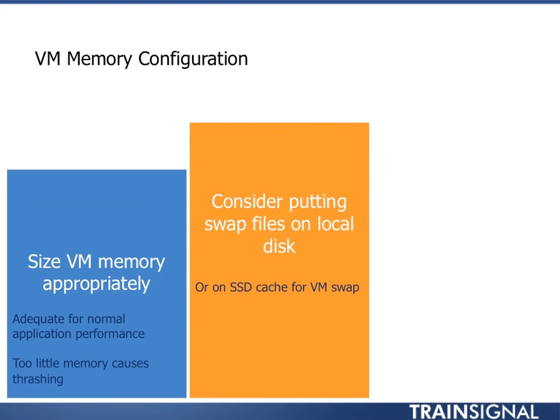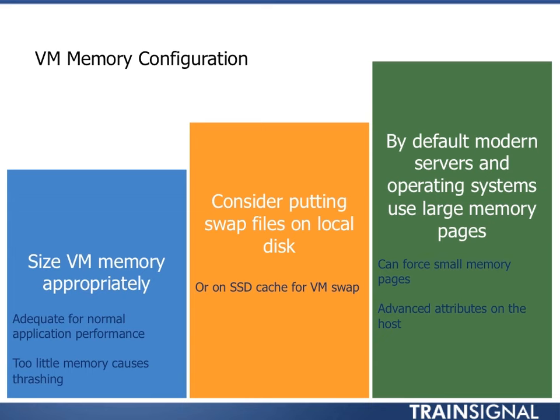Consider putting swap files on local disk or an SSD cache. That way you're not sending that swap data back and forth across the storage fabric, especially if you're on 1 gig iSCSI or NFS. And now you can do local SSD caching for VM swap, and it's not a big deal. If you vMotion a VM and it has local swap, it will move that swap with it if there is swap, so it's not that big of a problem.